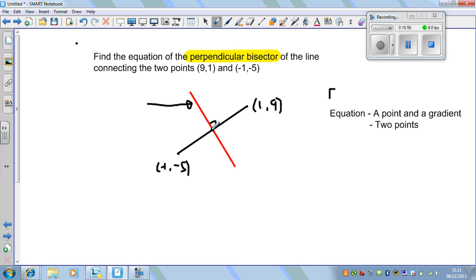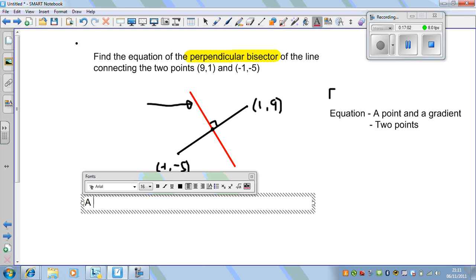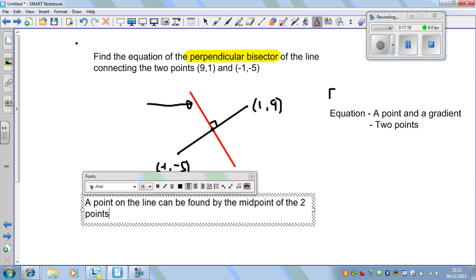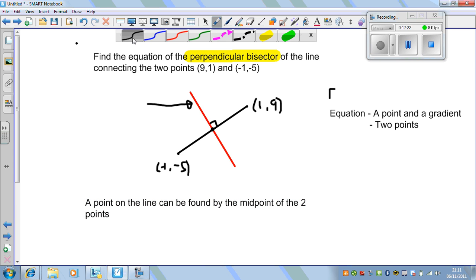Okay, now it's going to bisect at the midpoint. So a point on the line, let's get there. There we go. A point on the line can be found by the midpoint of the 2 points. Don't know why I'm reading that out while I'm doing it. You can read. So the midpoint.